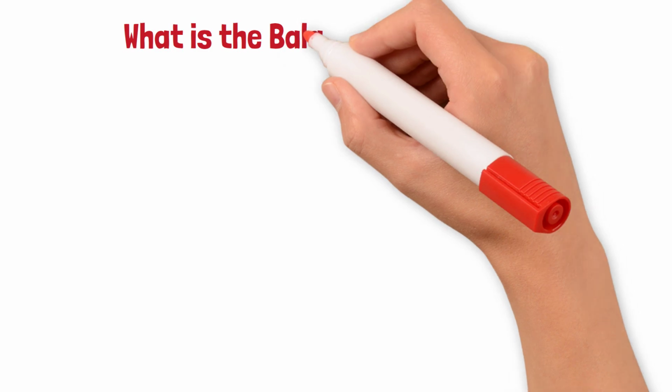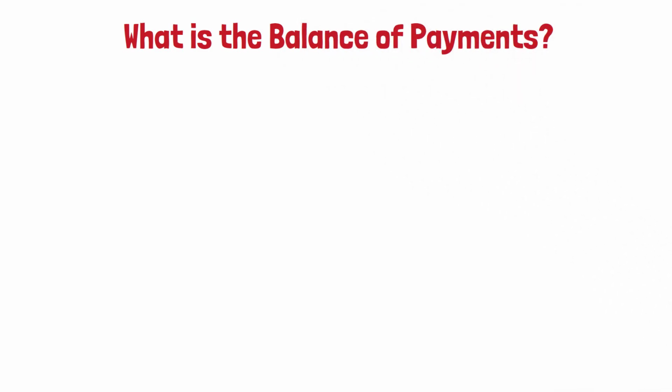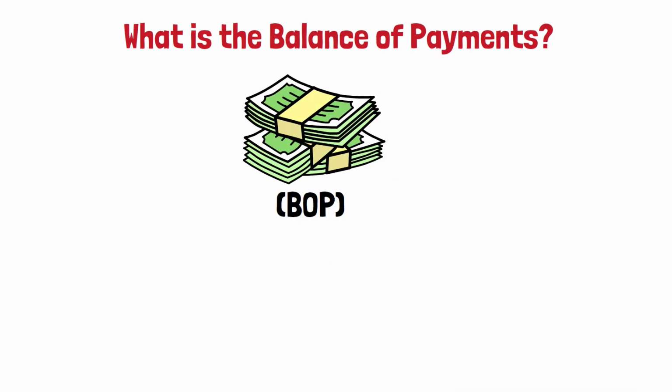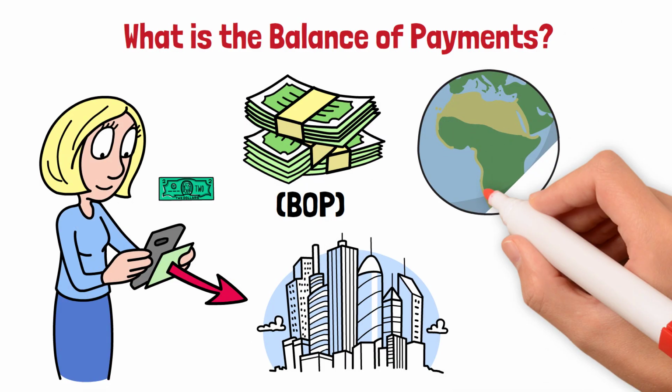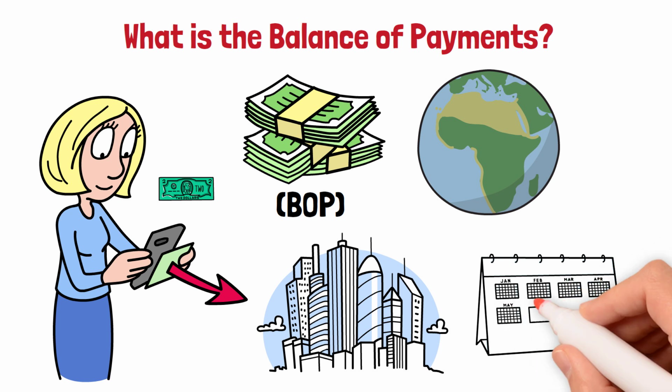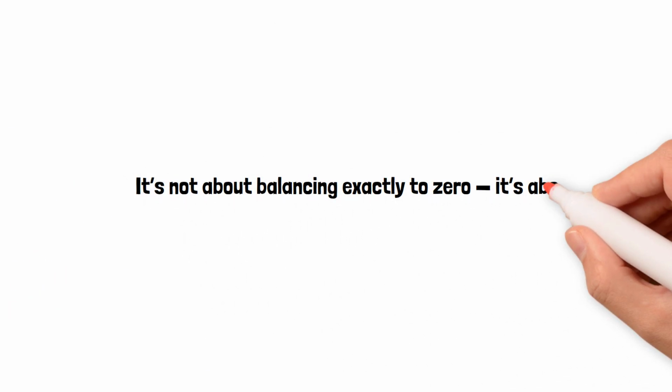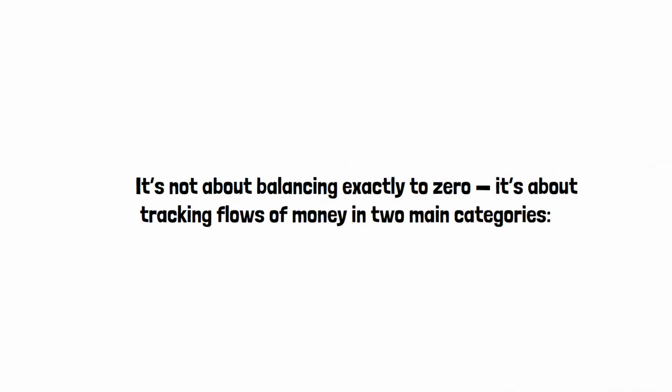What is the balance of payments? The balance of payments, BOP, is a detailed record of all financial transactions between a country and the rest of the world during a specific time, usually a year. It's not about balancing exactly to zero, it's about tracking flows of money in two main categories.